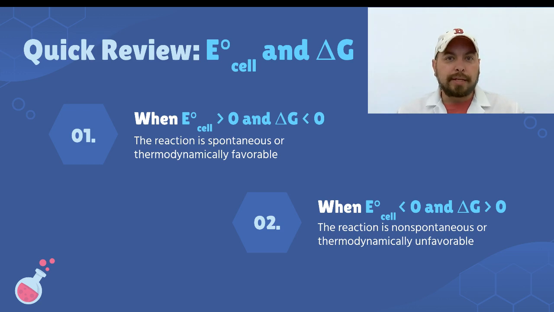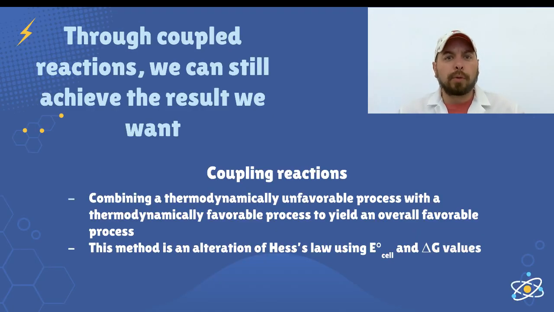But that being said, not every reaction is spontaneous. Some reactions are going to have negative E values, which means they'll have positive delta G values, which means that they are not spontaneous. They're not thermodynamically favorable. What if we wanted to perform one of those reactions that's not favorable? How would we do it? Well, the answer, we can use a coupling of reactions to achieve that end.